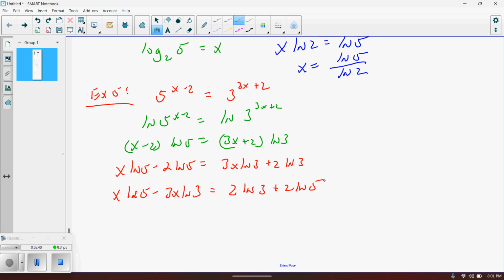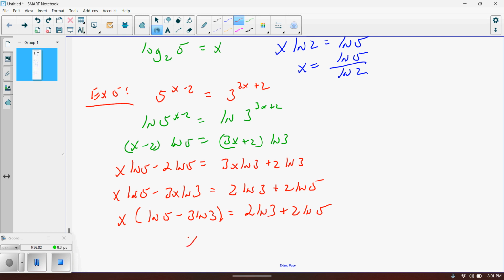And now that we have both of our x's on the left-hand side, we're going to factor the x out, which will leave x times (natural log of 5 minus 3 natural log of 3) equals 2 natural log of 3 plus 2 natural log of 5. And then to solve for x, we simply divide by what's in the parentheses.